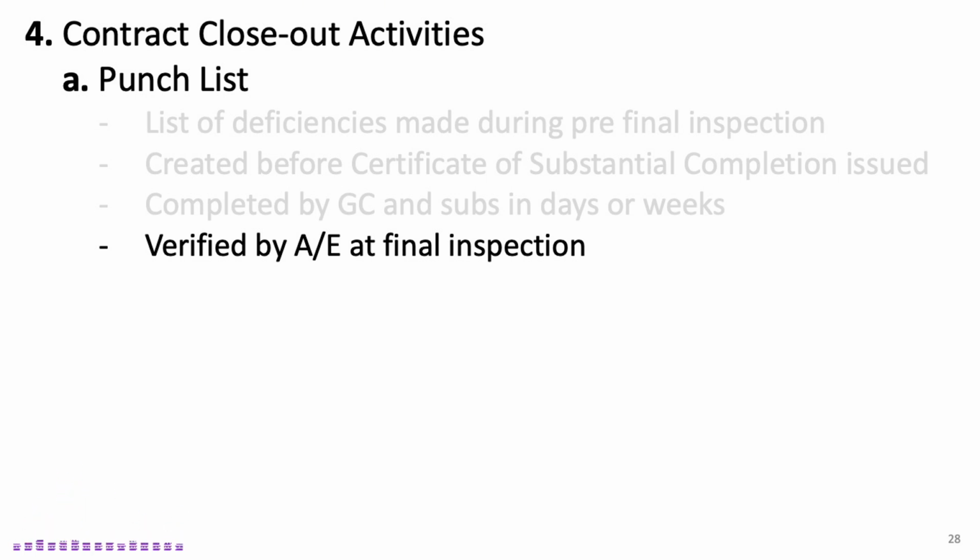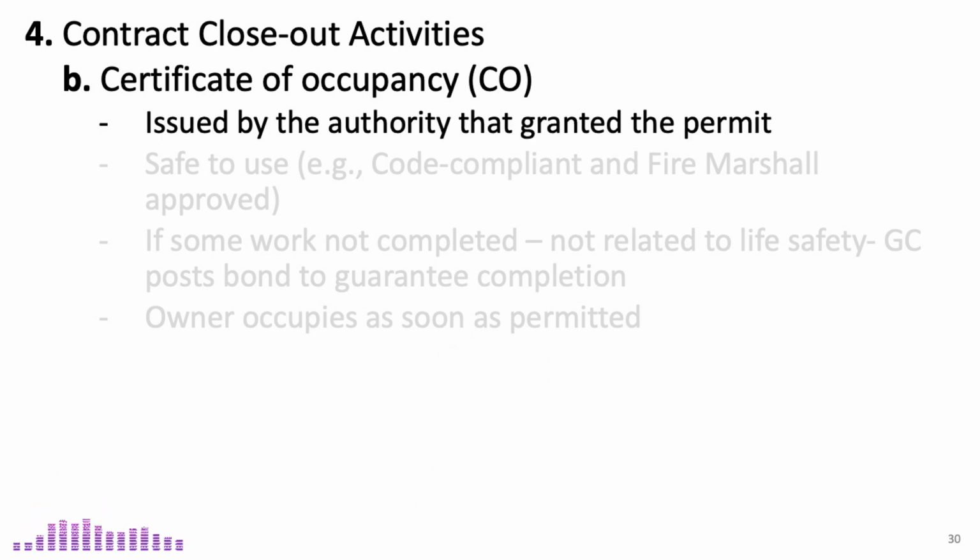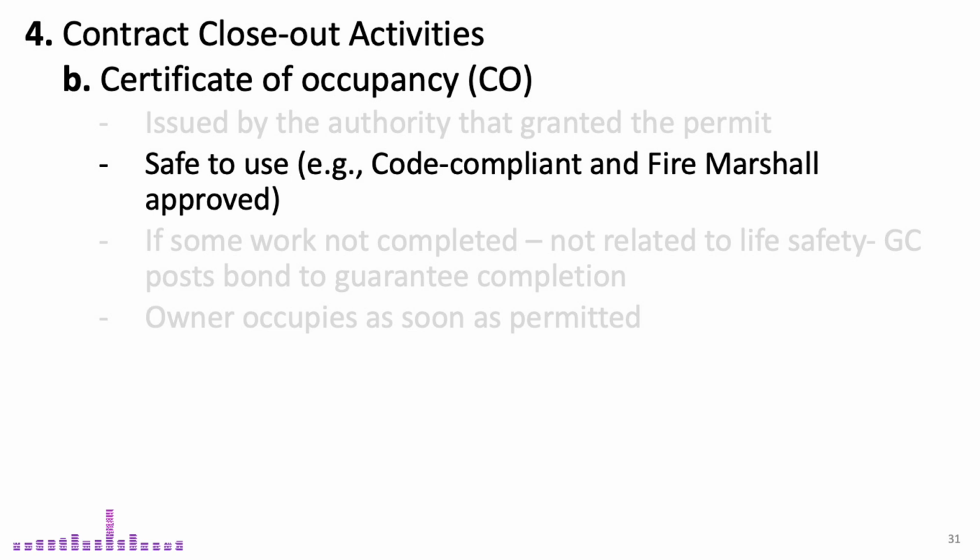Now, let's discuss another important part of the contract closeout activities, the Certificate of Occupancy, or CO. The Certificate of Occupancy is issued by the city, county, or municipality that granted the building permit. The CO inspection typically occurs shortly after the final inspection. This certificate signifies that the building has been approved and is safe to use. It confirms that the building conforms to all relevant codes and regulations, including a completed fire marshal inspection, which is a vital part of obtaining the CO.